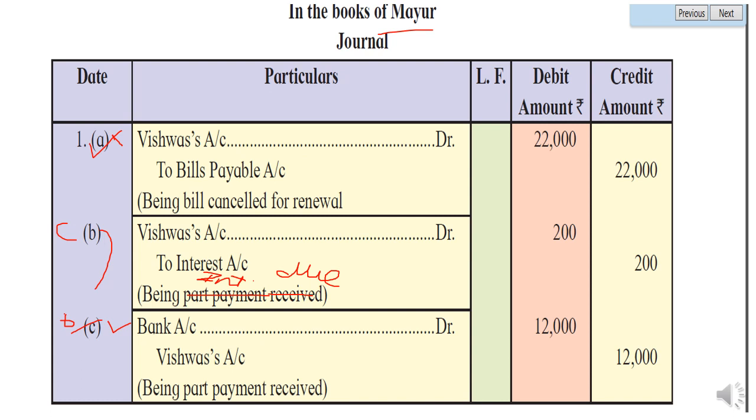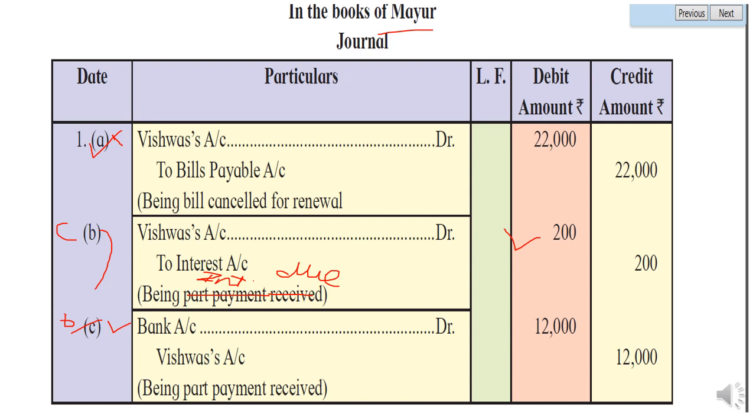Part payment is done by the drawee. So what will come to Mayur's account? The payment will come, bank or cash account debit. Cash bank account, you should write cash bank all the time to avoid any mistakes. So cash and bank account debit 12,000 to Vishwas account, because part payment is given by Vishwas. After that you will write the interest due entry. And how will you calculate the interest? I have already told you, 10,000 into 12 upon 100 into 2 upon 12. So that will be your interest due amount.